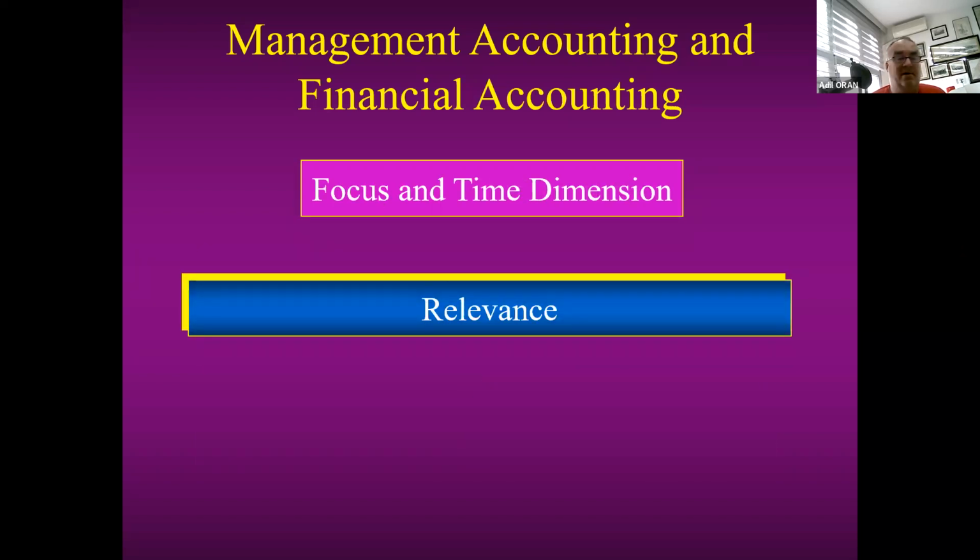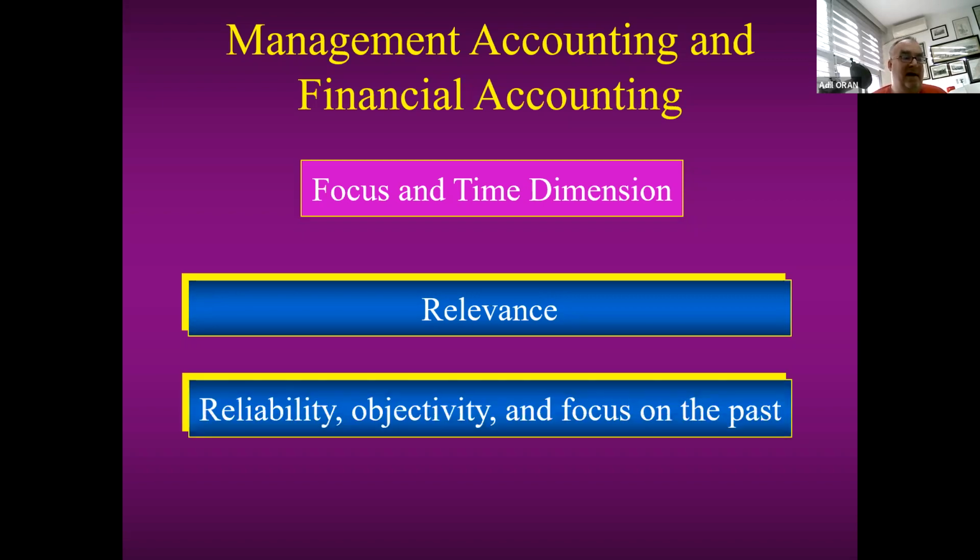Focus on time dimension. Management accounting, well, they care much more about the data that they produced being valuable, being relevant to the decisions that need to be taken. Whereas in financial accounting, we want the information to be dependable. So reliability, objectivity, and there's a focus on the past, not really forecasting the future.